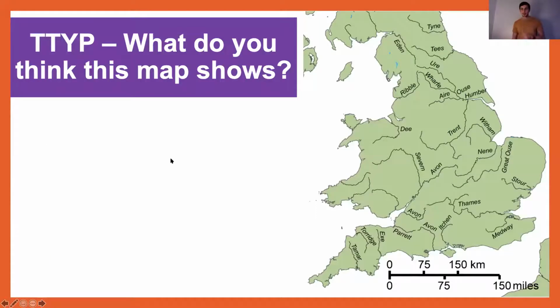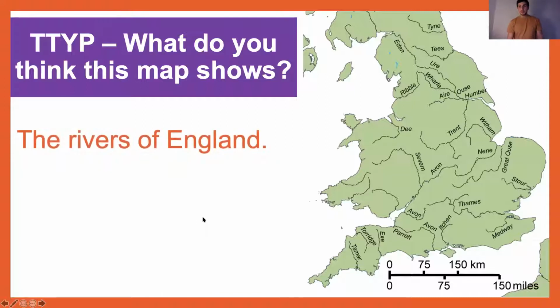So have a little think now, pause this video. What do you think this map shows? Well done if you said that it shows the rivers of England. You can see that this is a map of part of the United Kingdom and all of England there. And we've got these squiggly lines and words all over this map.